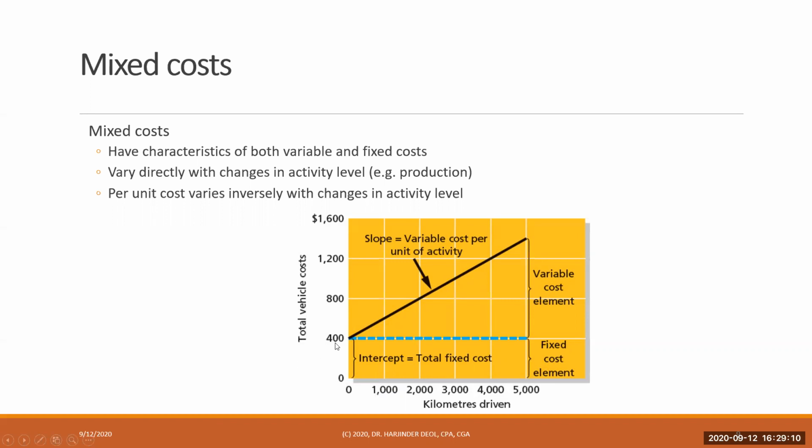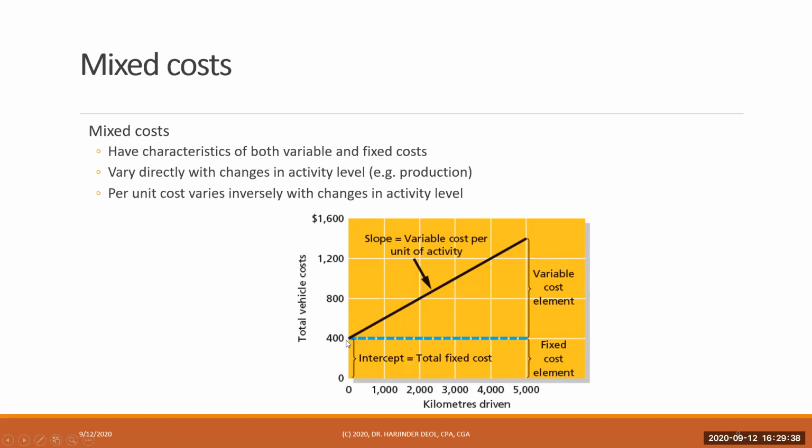And then depending on how many kilometers you drive, there will be the cost of fuel. There could be maintenance costs as well, which are driven by how much the vehicle is driven. So those costs will be the variable cost portion. So the mixed cost essentially has a fixed cost element and a variable cost element.